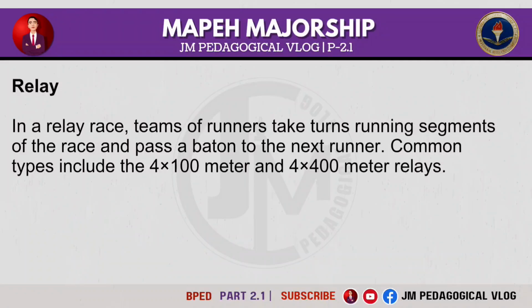In a relay race, teams of runners take turns running segments of the race and pass a baton to the next runner. Common types include the 4 by 100 meter and 4 by 400 meter relays.